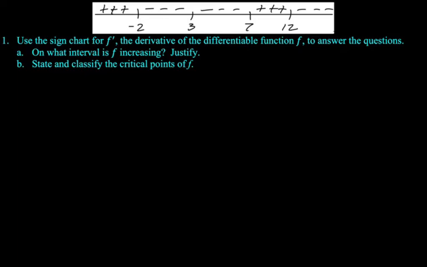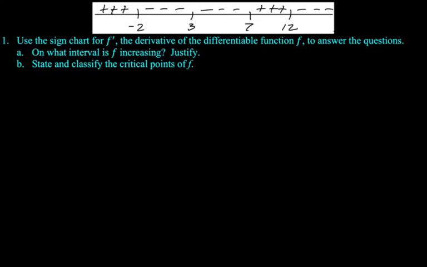Number 1, use a sign chart for f prime, the derivative of the differentiable function f. There's kind of a problem here. Differentiable implies continuous, but is it differentiable? I don't know. I feel like we don't actually know that this function is continuous everywhere because, for example, 3 could be a vertical asymptote and you could still have a differentiable function because it doesn't say differentiable on the reals. So this is not a thing that we need to worry about here. But if I'd written a better problem, I would feel better about it. Anyway, use the chart above to answer the questions.